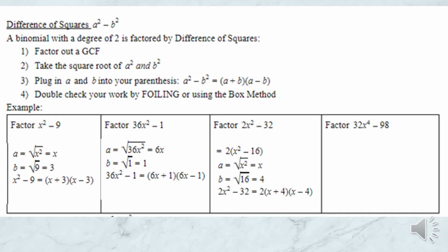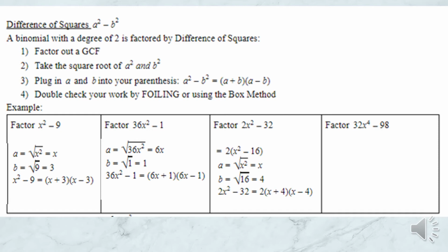In the third example, though, 2 and negative 32, they are not perfect squares, so we have a GCF, and in this case, our GCF is 2. So if I pull out a 2, I'm left with x squared minus 16. Those are perfect squares, so again, I can take the square root of both, plug them into my equation, and I can't forget to put back my GCF in my final equation.